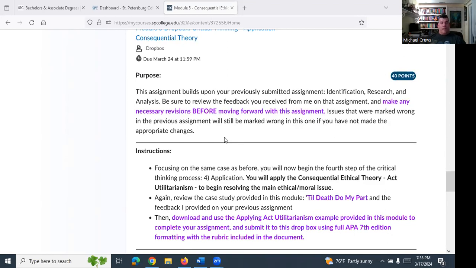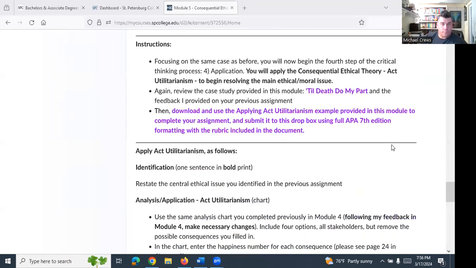So this is our first application, and it builds off of last week. I've noted here that you want to make any necessary revisions before moving forward with this assignment, meaning change them in this assignment and make sure you fix the things I've asked you to fix, because I'll deduct heavily this week if you don't. When I go to grade this week's assignment, I'm going to pull up last week's feedback and match them to make sure you did the things that I asked you to do, okay? And what we're going to do is apply the consequential ethical theory of act utilitarianism.